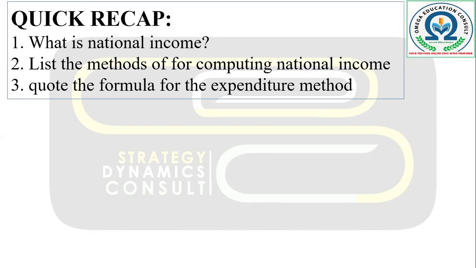And then we identified three methods or approaches or procedures in the computation of national income. And these are the expenditure approach or method, the income method, and then the product method, right? And then we looked at the expenditure approach extensively. So we are going to concentrate on the expenditure approach and then pick a data and use it in its computation. All right, so let's get started.